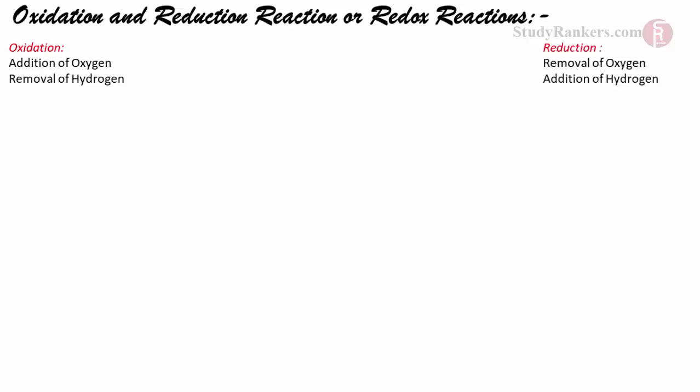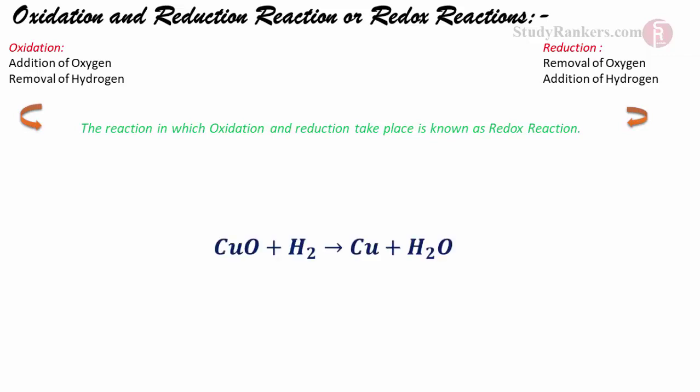Let's understand redox reaction. In such reactions, the process of oxidation and reduction takes place simultaneously. Oxidation reactions are reactions in which oxygen is added or hydrogen is removed. In reduction reaction, oxygen is removed and hydrogen is added. Here is an example of redox reaction. Copper oxide is reacting with hydrogen gas and forms copper metal and hydrogen oxide. Here is the chemical equation of the reaction.